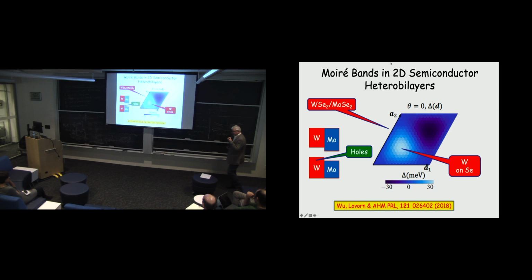So that means that in a perfect tungsten diselenide crystal, there are two bands at the top of the valence band. So this is two flavors in the language I was using before. So this is the simplest case.